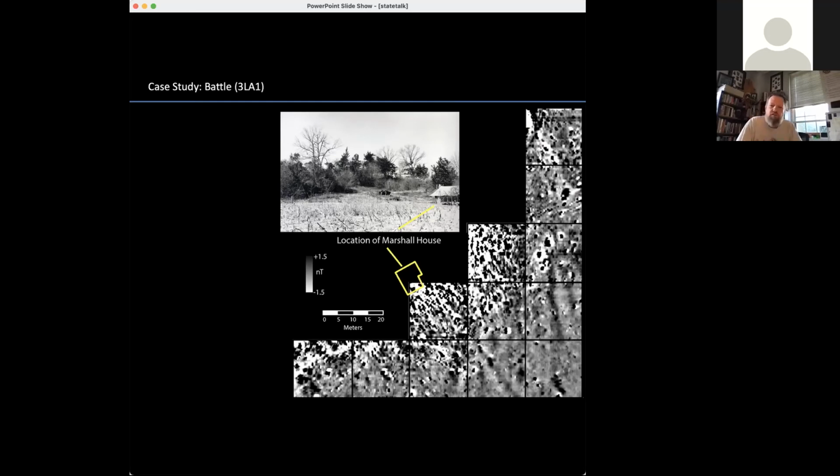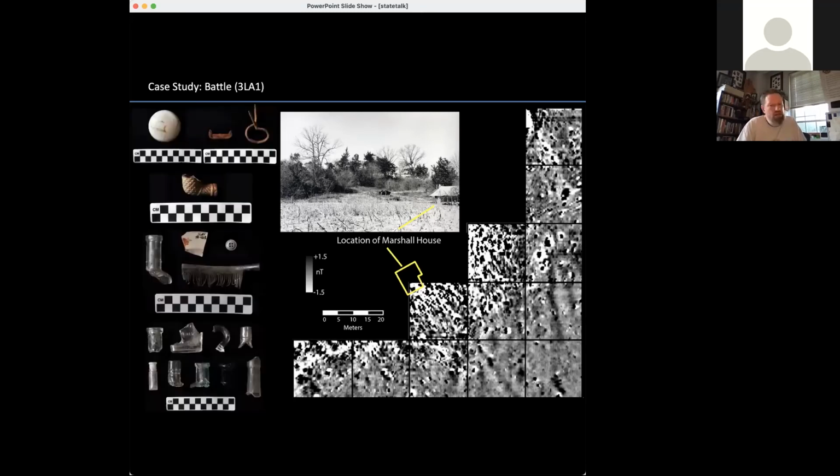So the subsurface is littered with metallic debris. And, you know, remote sensing is like a Rorschach test. You got to stare at it, move it, and look for these patterns. But once you work through all that, you can then, in this instance, look at these patterns, compare them to the historic imagery, and interpret the extent and the distribution of this occupation.